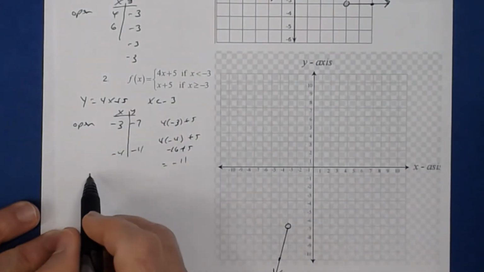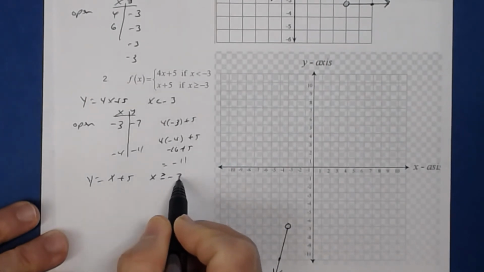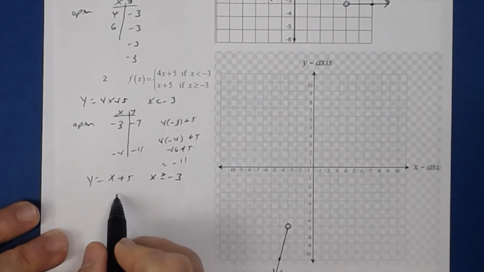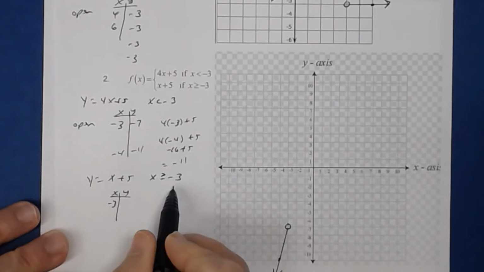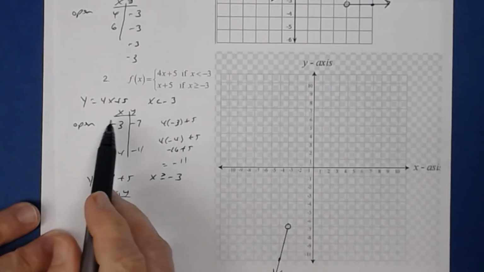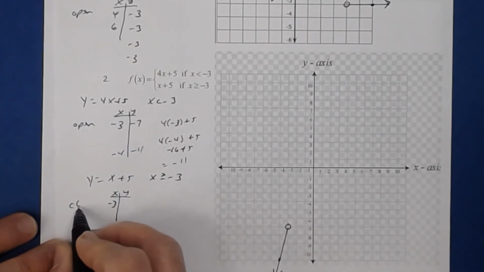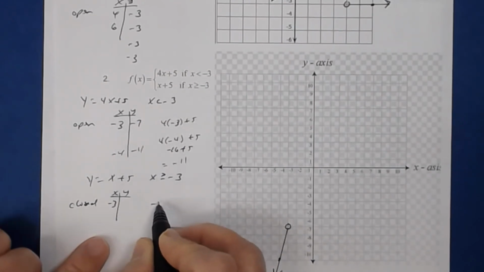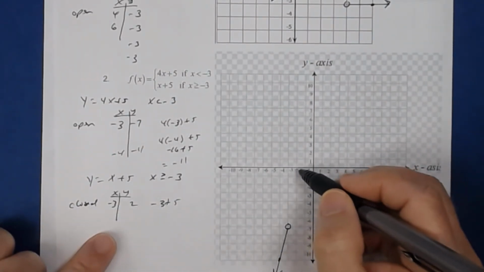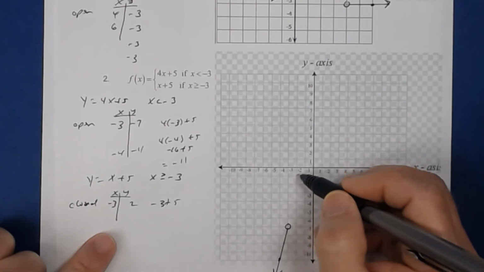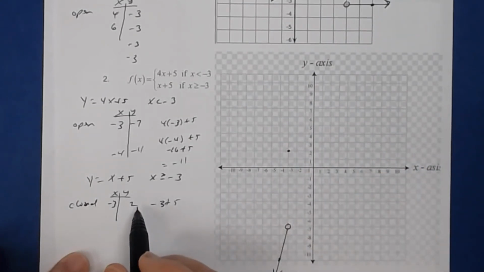Now the other one, y equals x plus 5 if x is greater than or equal to negative 3. So again, I must use negative 3. And notice that's going to be closed because there's an equal sign. So x equals negative 3 is in this domain. Before, x equals negative 3 was not in this domain, so that's why I had an open circle there. So I get negative 3 plus 5, which is 2. So I'm going to plot the point negative 3, 2, right here, closed circle. And I need one more since this is linear.